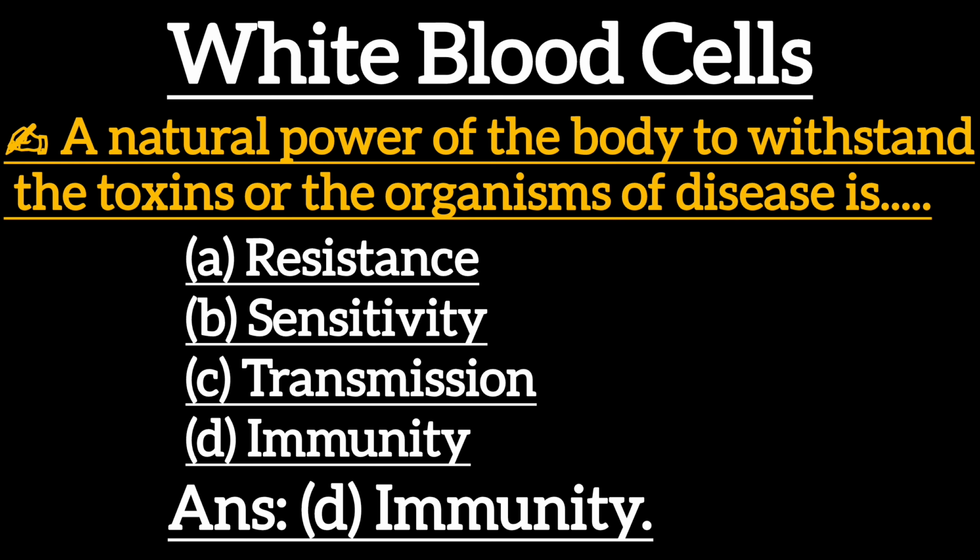Next one: the natural power of the body to withstand the toxins or the organisms of disease is option A, resistance. Option B, sensitivity. Option C, transmission. Option D, immunity. Correct answer is option D, immunity.